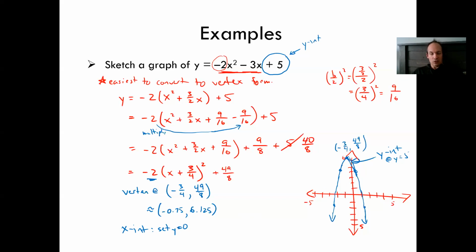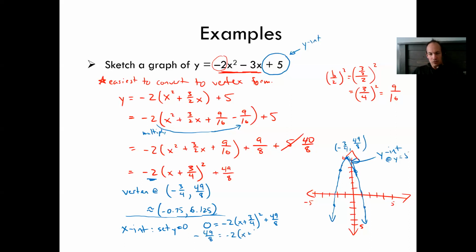If we set y equal to 0, you can set it to 0 in the general form, or you can set it equal to 0 in the vertex form, and whichever way you want to go is fine by me. I personally think it's a pretty good idea to use the vertex form, because if you actually do this, you can write 0 equals negative 2 times x plus 3 over 4 squared plus 49 over 8. I can take this guy to the other side.